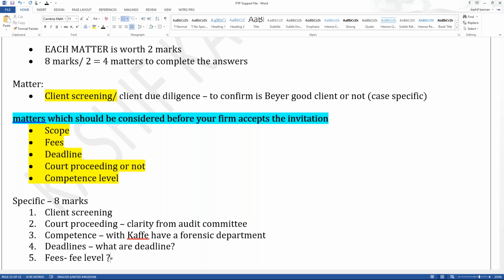Yes, you have to connect the competence with the firm having a forensic audit department because it's relatable to the case. So you will tell the examiner that because the audit firm has a separate forensic accounting department, they have the desired competence to perform the forensic accounting service. So that will become a matter before you consider the invitation. So is everyone clear on this type of question? Matters that should be considered before your firm accepts the invitation. You should know the general list of matters like scope, fees, deadline, and you can relate them with the case study, everyone.